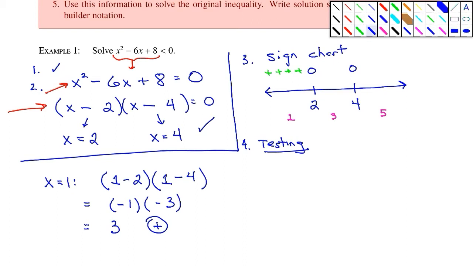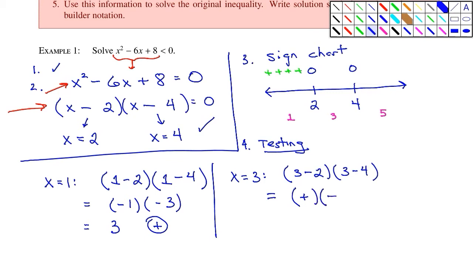Let's test at x equals 3. And this would be 3 minus 2 times 3 minus 4. Now I'll show you a little trick here. Since we don't care what the number actually is, all I need to know is what the signs are if I'm doing multiplication. If you're doing addition and subtraction, then you have to actually work out the numbers. But with multiplication and division, all I need to know is what the signs are. 3 minus 2 is a positive. 3 minus 4 is a negative. And a positive times a negative is a negative. So we have negatives between 2 and 4.